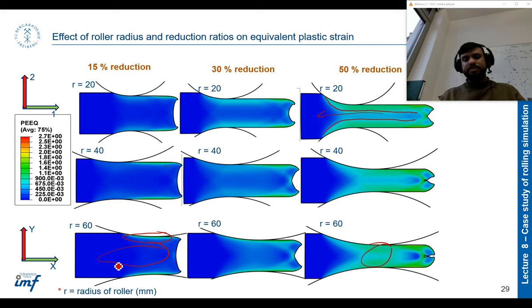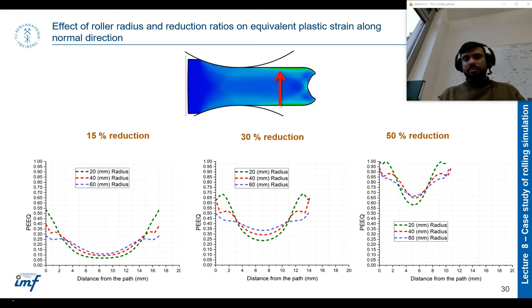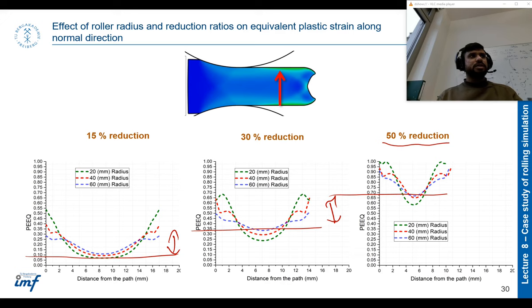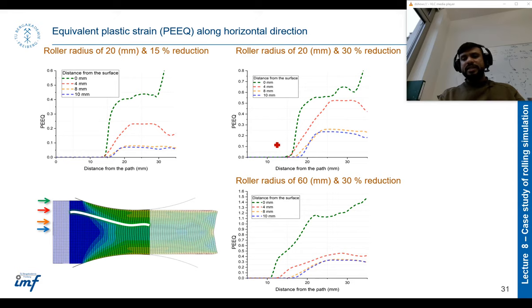We also plotted these results, and we see that when the reduction ratio is higher and when the roll radius is smaller, the overall equivalent strain tends to go up. So here the relative strain is lower, in the middle it is higher, and you can see all these trends. This is increasing and this is further increasing. That's quite interesting. We also plotted these on these curves, and we saw that the higher the roll radius and the more the reduction ratio, the higher the equivalent plastic strain was. In the middle it is relatively lower, but on the surface it is much, much higher. That is also something you see in the trends.